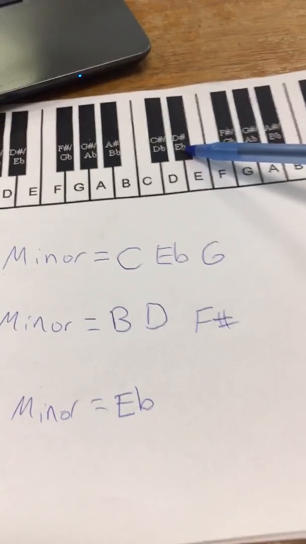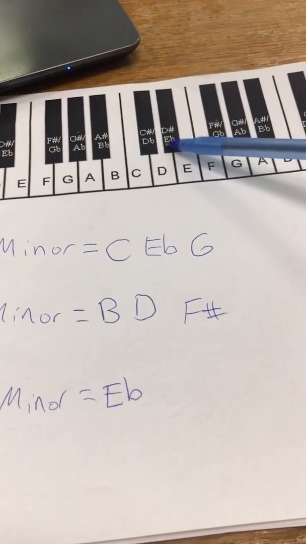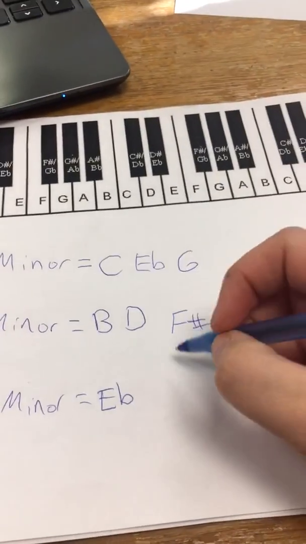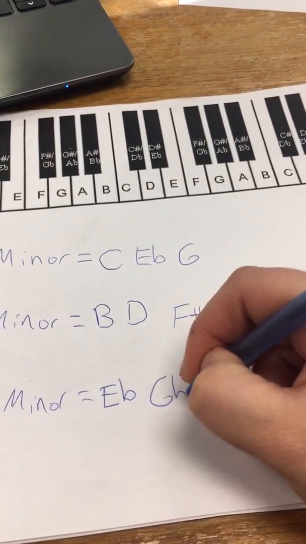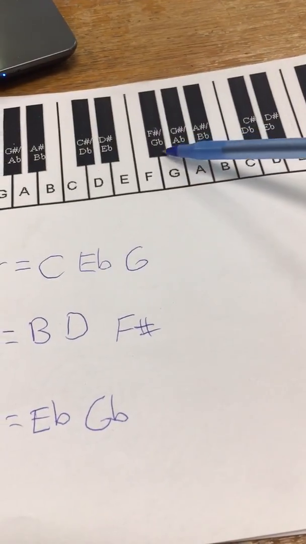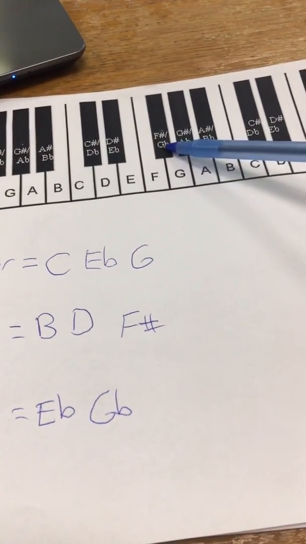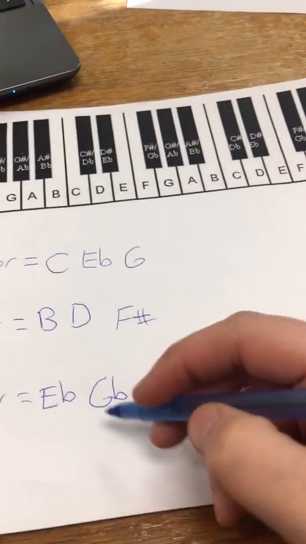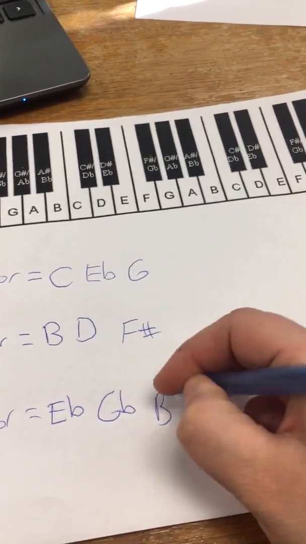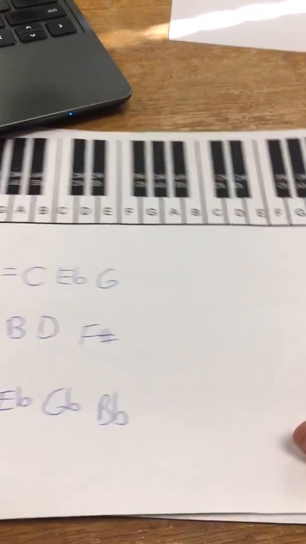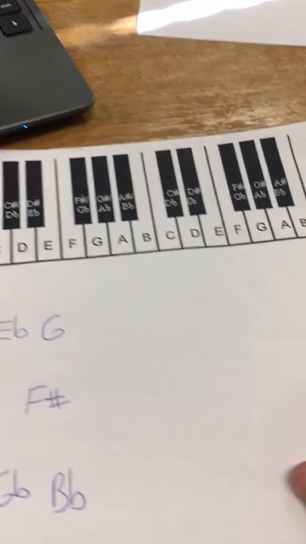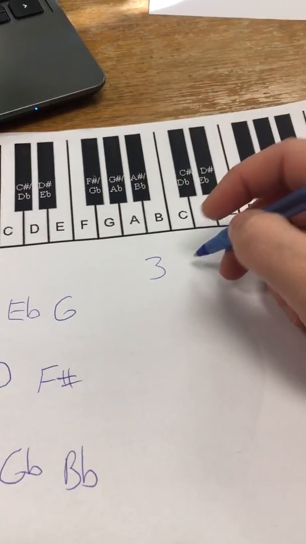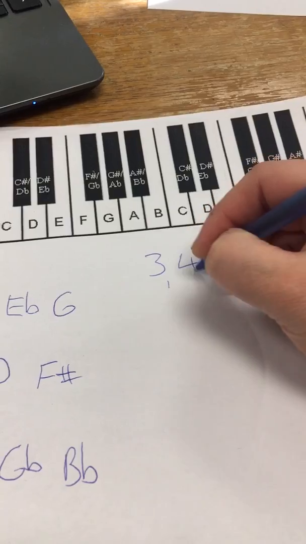From here, I'm going to count 3 half steps up. 1, 2, 3. G flat. And from G flat, I'm going to count 4. 1, 2, 3, 4. So to find a minor chord, you find the root, then count 3 half steps, and then 4 half steps.